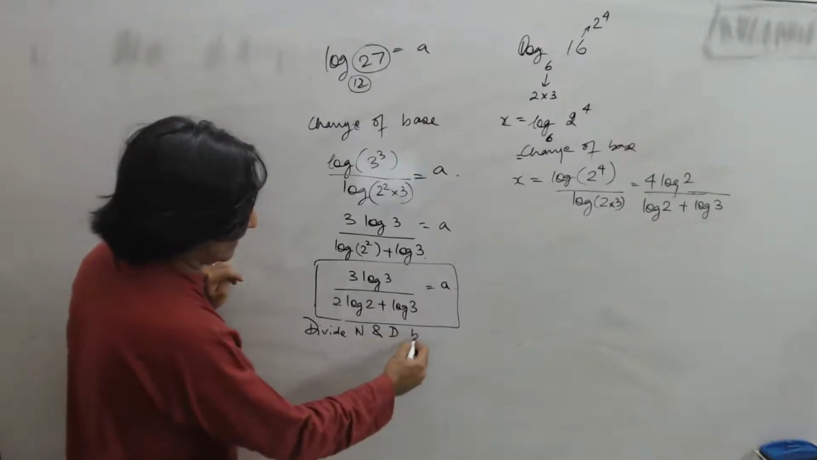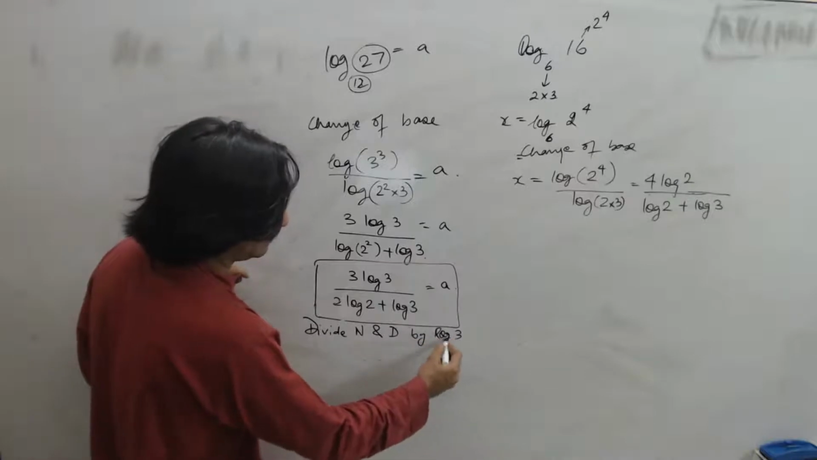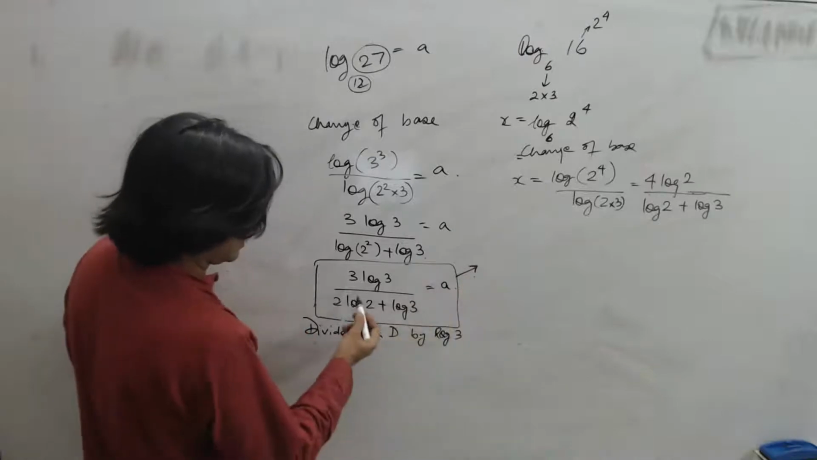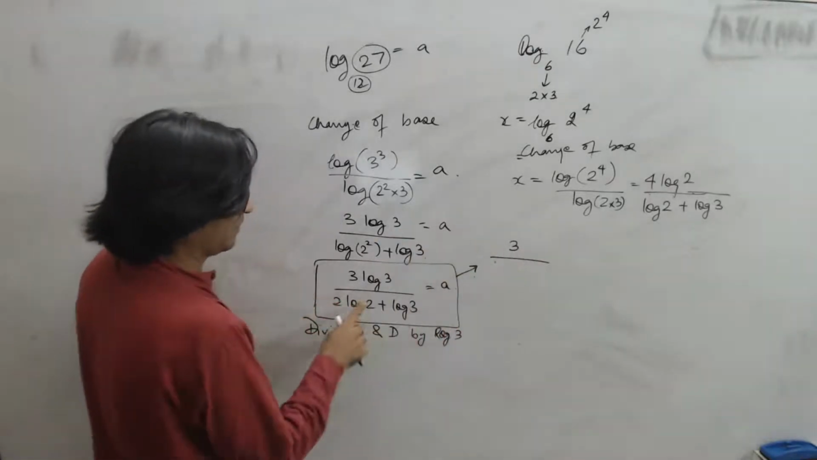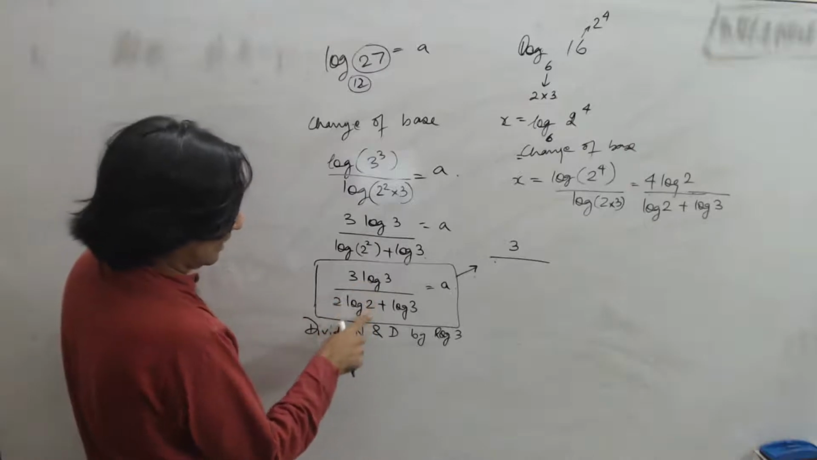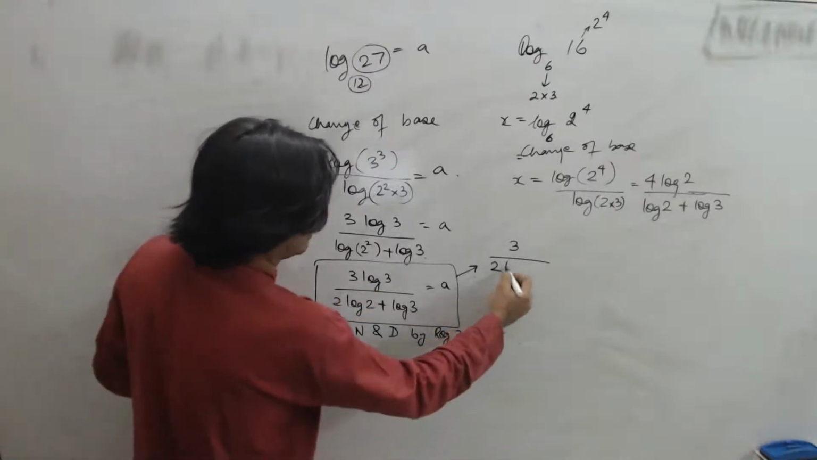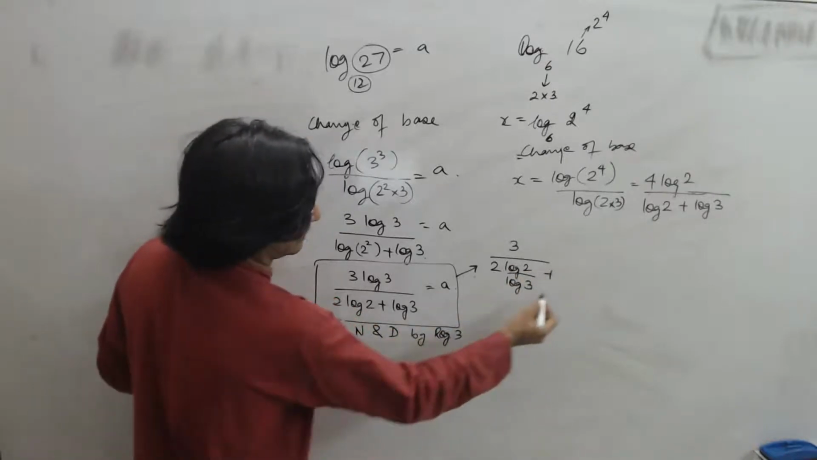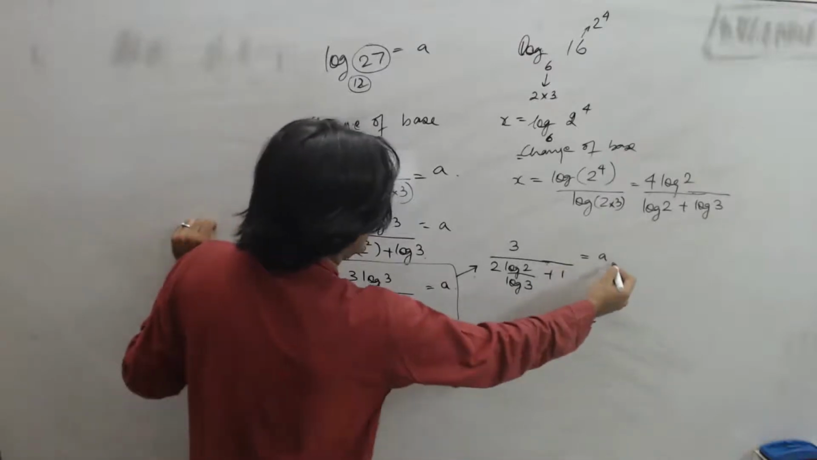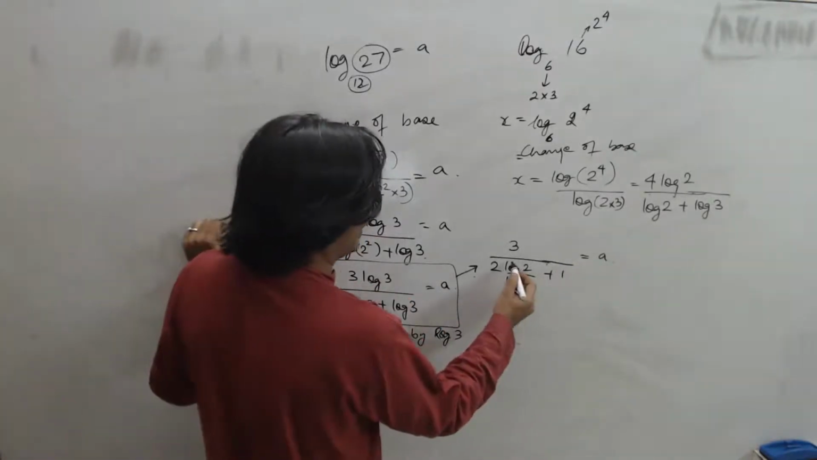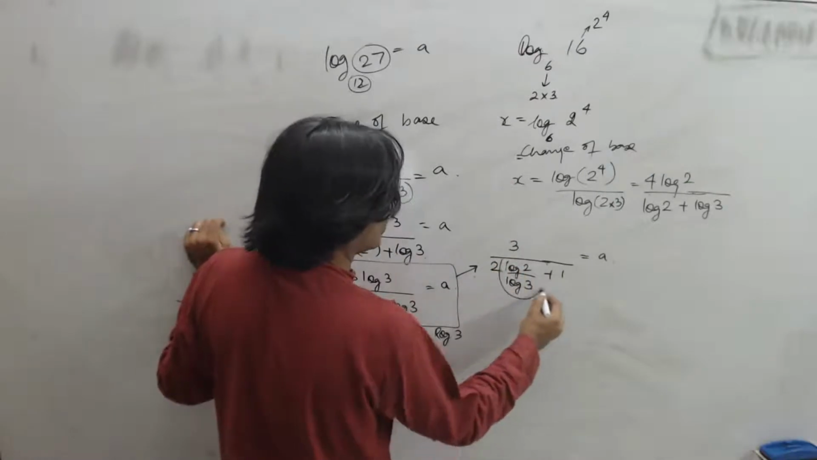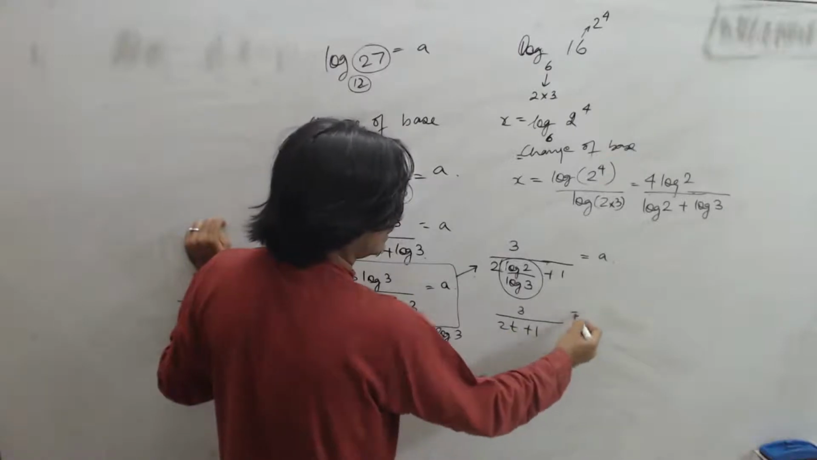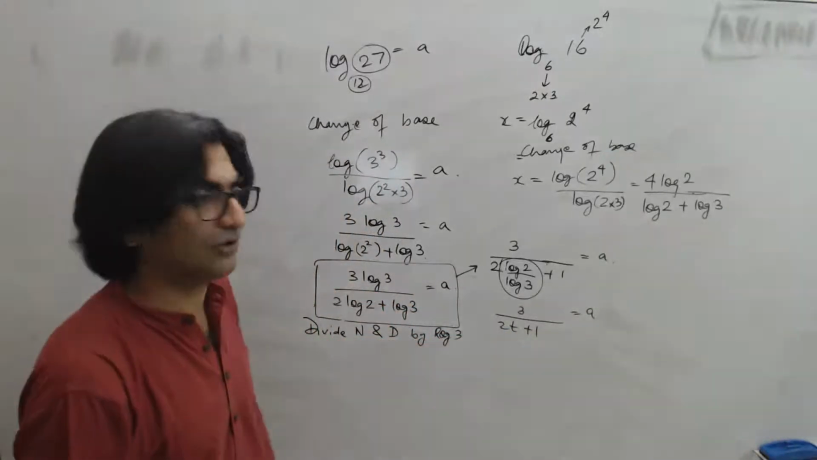So if you divide numerator and denominator by log 3, what do I get? Dividing by log 3, numerator becomes 3, right? Log 3 by log 3 will become 3. And if you divide the denominator by log 3, you get 2 times log 2 by log 3 plus log 3 by log 3, which will be 1. This should be equal to A. So if I consider this value as, let's say, t, I get 3 upon 2t plus 1 is equal to A. So can I calculate the value of t?